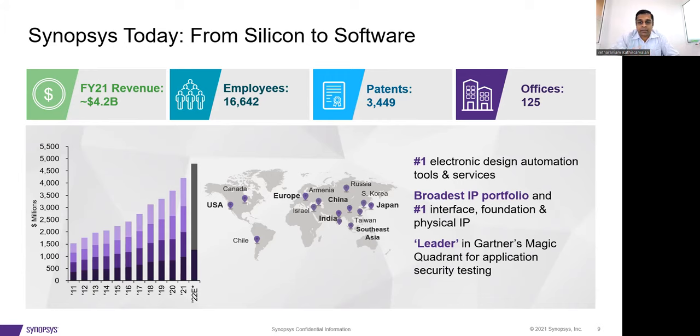And in the software space, we went into the software space a few years ago, and we are a leader in the Gartner Magic Quadrant for application security testing. And our revenue, as you can see, has grown year on year steadily. We are very excited about this year also, shooting for 5 billion at the end of this FY22.